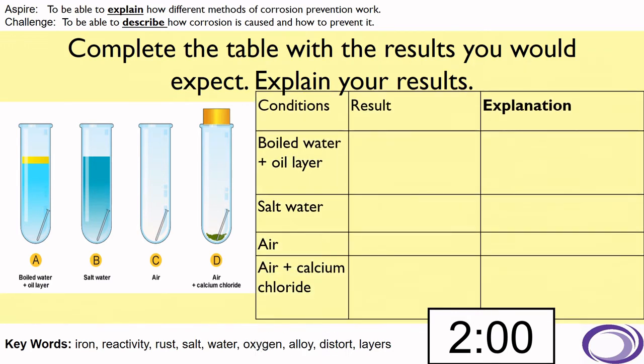I've put a table on the screen that you can use to record your results from this experiment. Now, you've just seen this on the video, so I'm going to give you some time to complete this table based on the 4 test tubes in the image. So you've got test tube A, which is boiled water and an oil layer, test tube B, which is salt water, test tube C, which is air, and test tube D, which is air and calcium chloride. I'd like you to tell me whether the nail would rust in each of those test tubes, and also try to explain why.